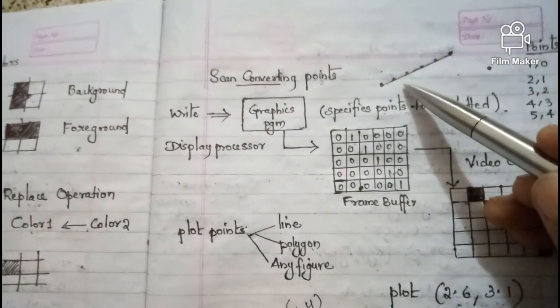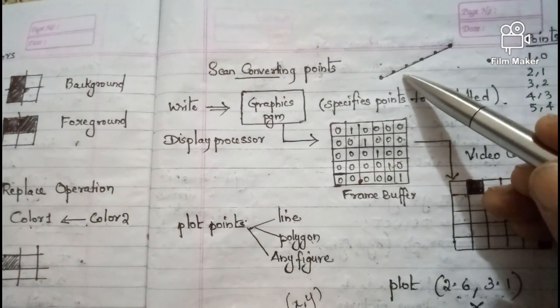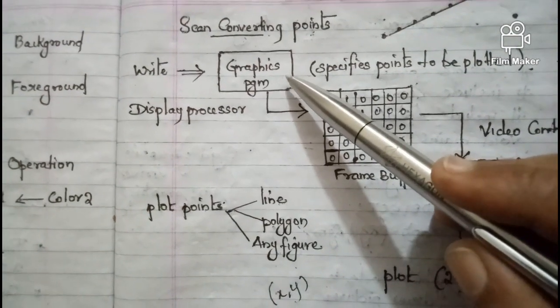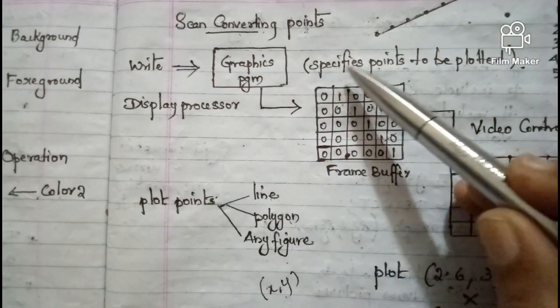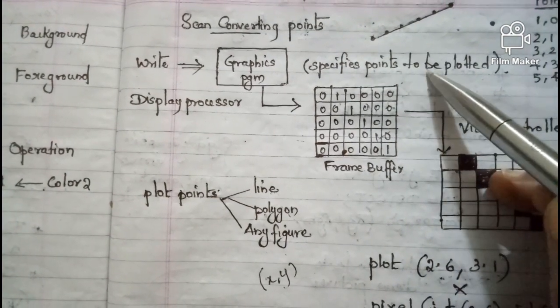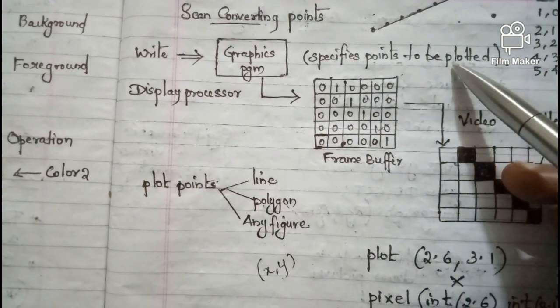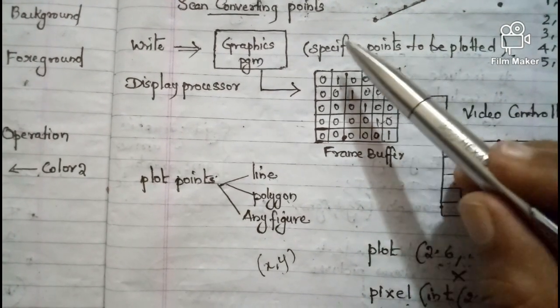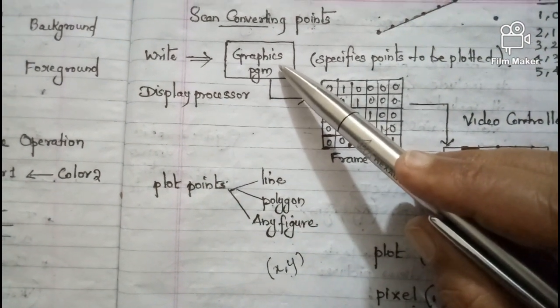Now how can you draw a picture on the screen? To draw a picture on the screen, first you have to write a graphics program. And this program clearly specifies which points need to be plotted on the screen. So whichever points are to be plotted on the screen need to be clearly specified in the graphics program.